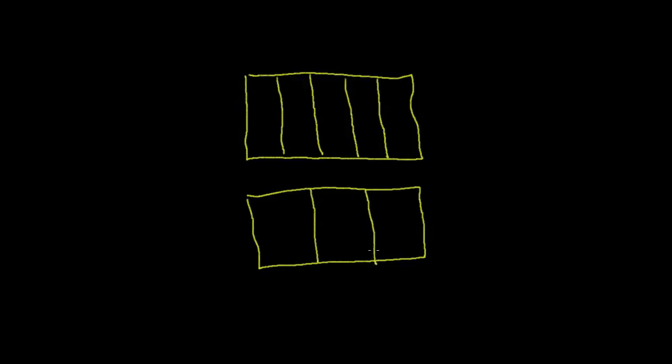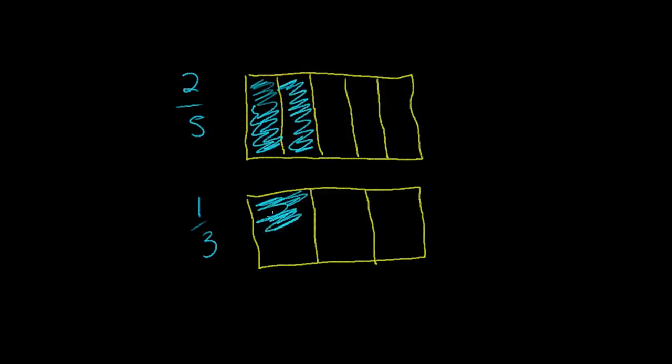Okay, so again, I'm going to shade these. So this one was supposed to be 2/5. This one is 1/3. So let me shade 2 out of 5. And let me shade 1/3. And again, I can see that my 2/5 is still slightly greater than my 1/3. Okay, I can see that down through there.